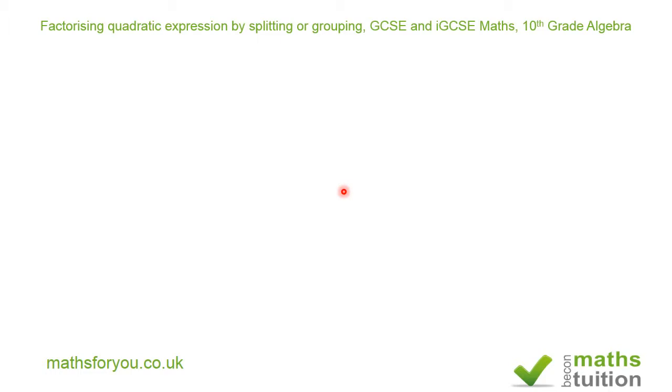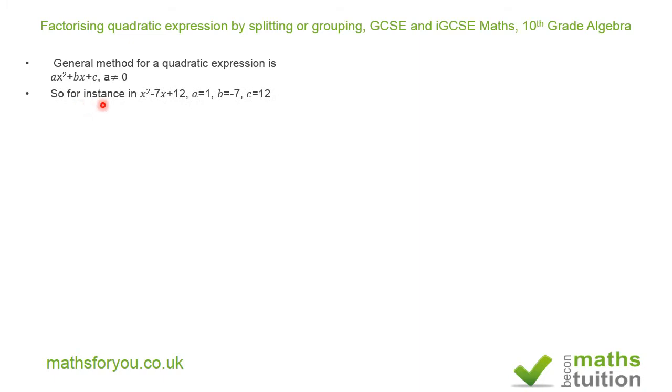Now this time, I've done this before, but this time around I'm going to do the same exercise by splitting and/or grouping. This is firmly in the GCSE and iGCSE higher tier math syllabus, and also in the 10th grade algebra. Now, the general method for writing a quadratic expression is ax squared plus bx plus c, where a cannot be 0. If it is 0, we end up with a linear expression.